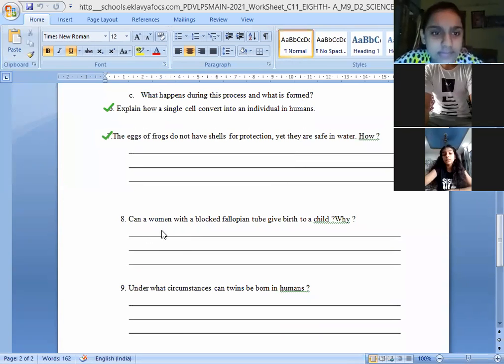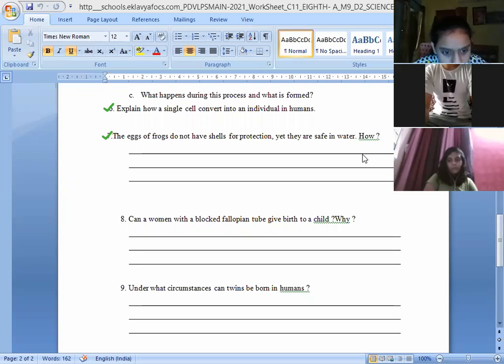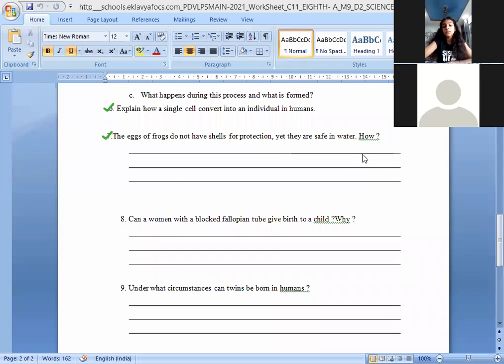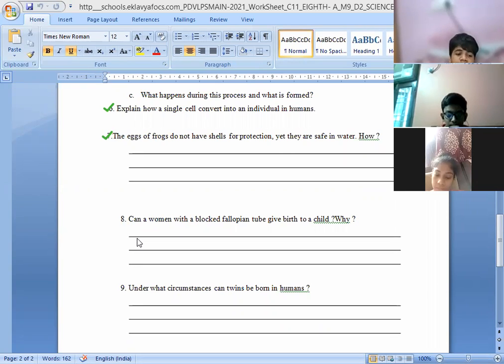Can a woman with a blocked fallopian tube give birth to a child? I want new hands to be raised. Yes, Anya, roll number 1. First of all, tell me yes or no. Ma'am, no. Reason? Ma'am, because if the fallopian tubes are blocked, the zygote can't be formed, and sperms can't fuse with the ovum. Okay, Arav Segal.